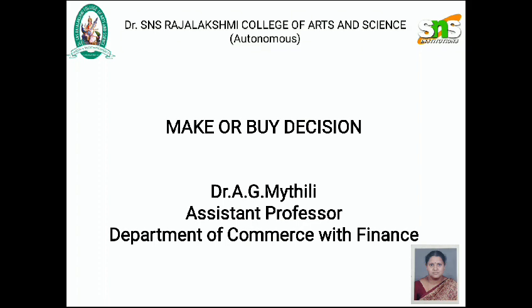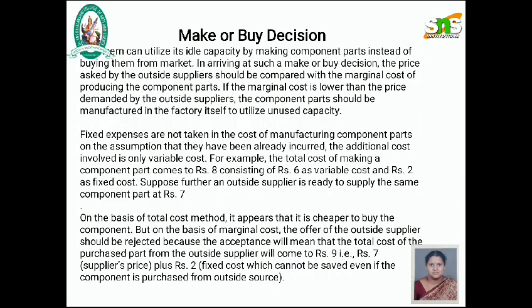Here I am going to speak about make or buy decision. A business can utilize its idle capacity by making component parts instead of buying them from the market. In arriving at such a make or buy decision, the price asked by the outside supplier should be compared with the marginal cost of producing the component part. If the marginal cost is lower than the price demanded by the outside supplier, the component part should be manufactured in the factory itself to utilize unused capacity.